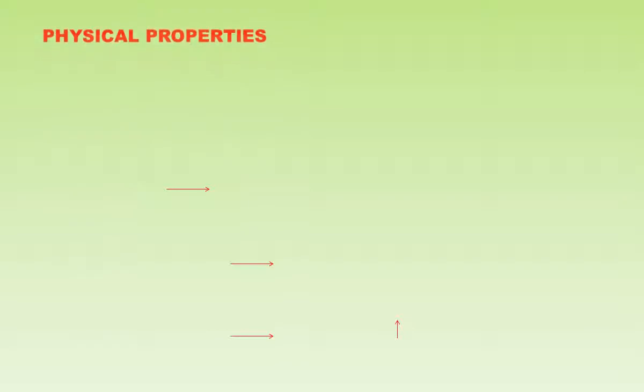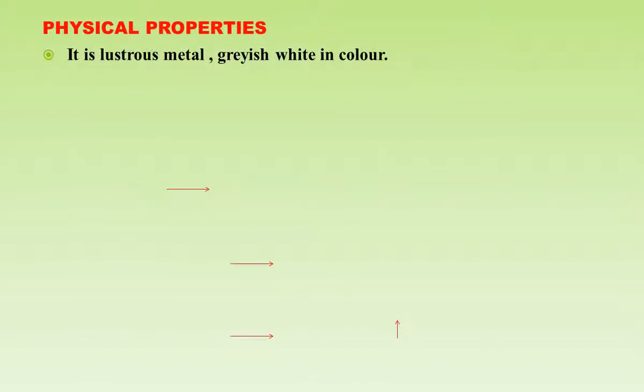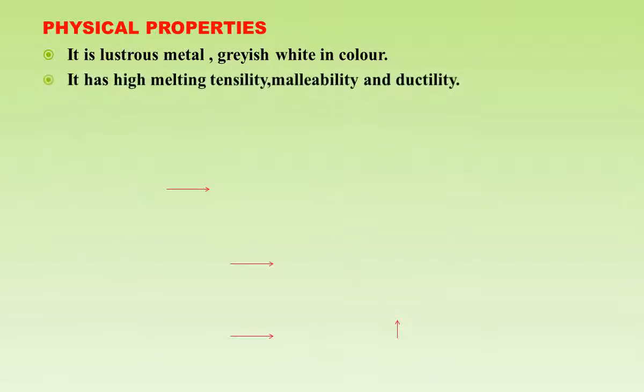Physical properties of iron. It is a lustrous metal, a glowing metal, greyish white in color, and it has a high melting point, tensility, malleability and ductility. Malleability means it can easily be changed into some other product. Ductility is also the same process, and it can be magnetized. We know iron contains magnetic properties, so it can be magnetized.